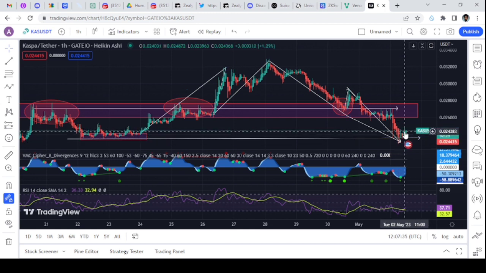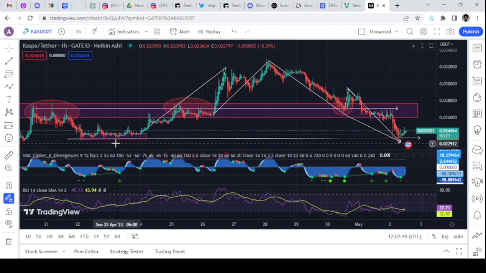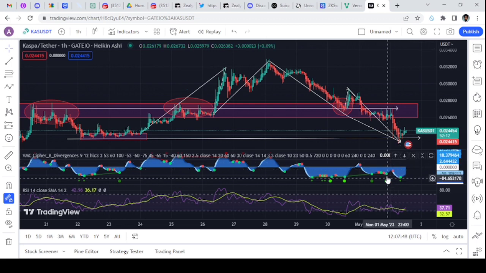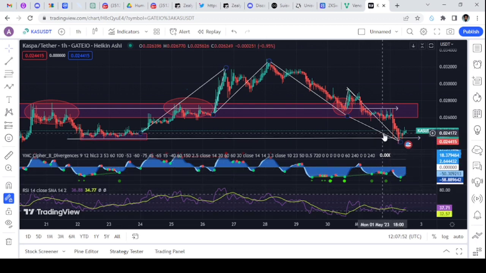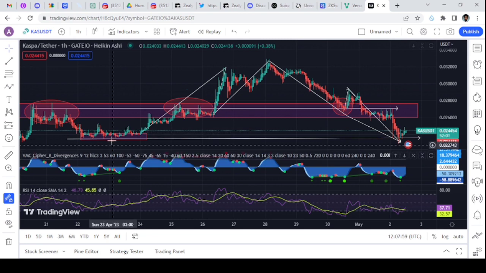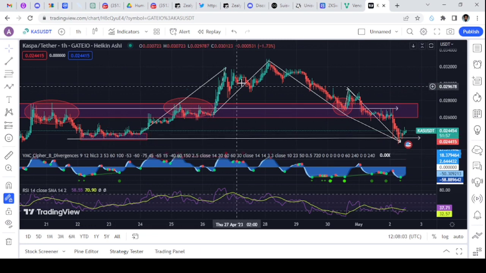We have green candles indicating a possible pump. We have this structure indicating a possible pump. We have demand and supply indicating a possible pump, and we have indicators indicating a possible pump. So the most likely thing to happen on the price of KASPA is a pump, although a dip can occur because it has broken below the first support that led to this uptrend.